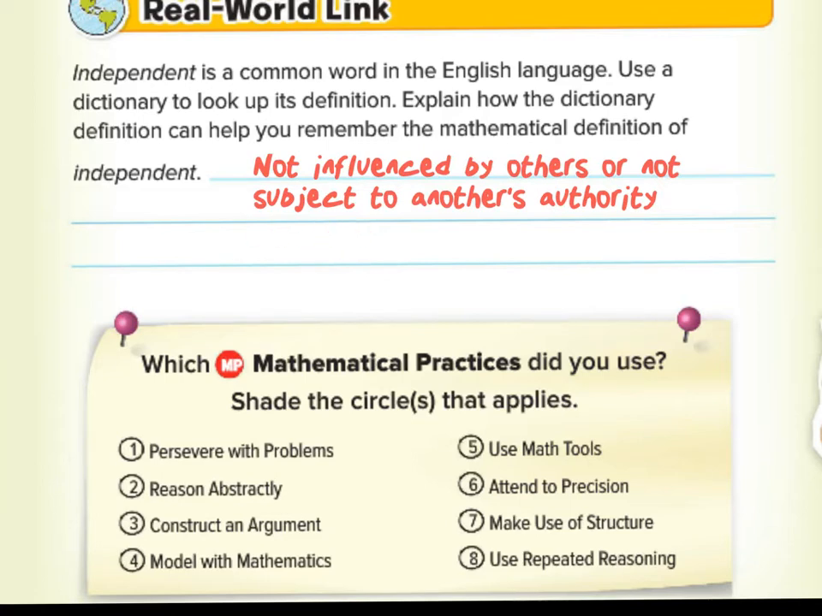The same thing happens in math. In math, when we use the term independent, it means the outcome is not affected by external behaviors or external actions. Or in math, we could say not affected by other variables.